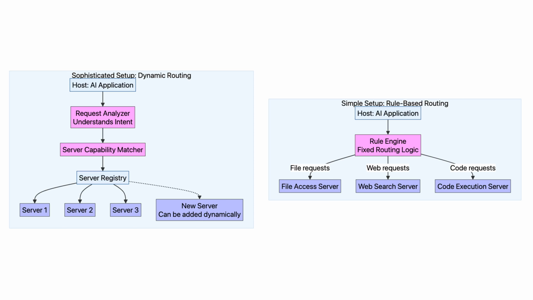Good question. It can work both ways depending on the implementation. In simpler setups, the host might have rules about which servers to use for which kinds of requests. But in more sophisticated systems, and this is where it gets really cool, the AI itself can recognize what capabilities it needs based on the user's request. So if you ask, what meetings do I have tomorrow? It might realize it needs calendar access and create that client connection on the fly. I've seen implementations where the model generates a plan like, I need to 1. Check calendar, 2. Format response, and the system automatically connects to the appropriate servers. It's like having an assistant who knows exactly which expert to consult for each part of a complex task.